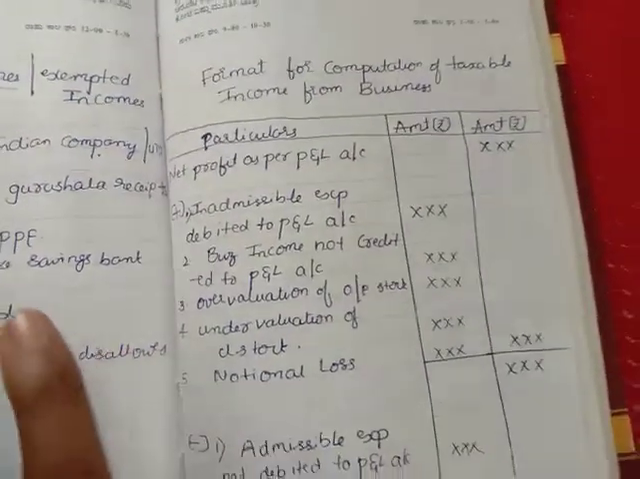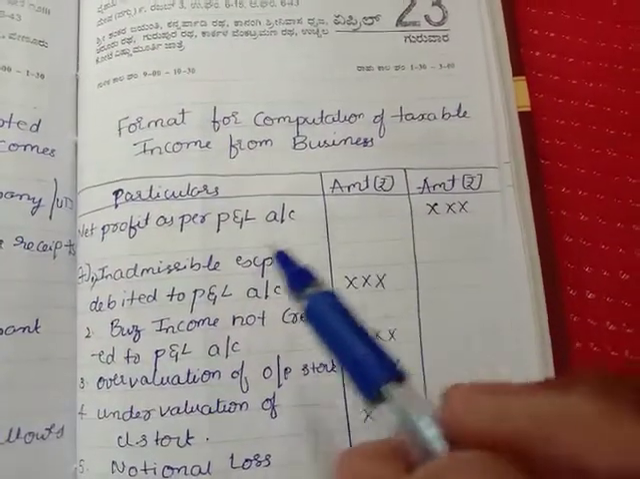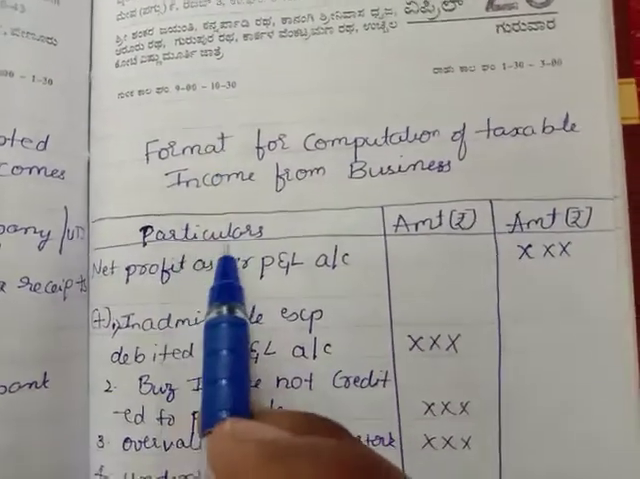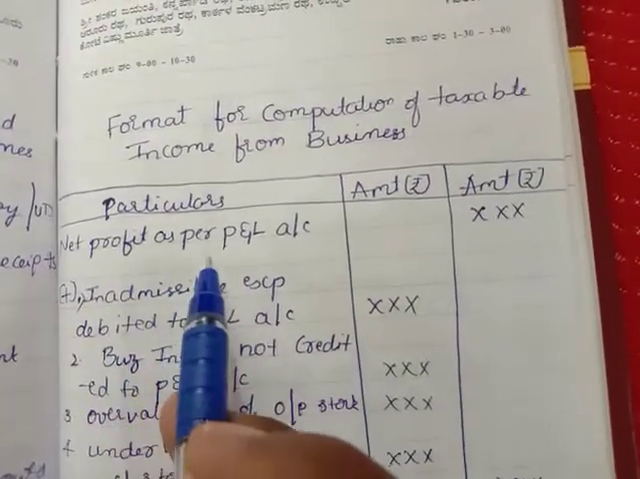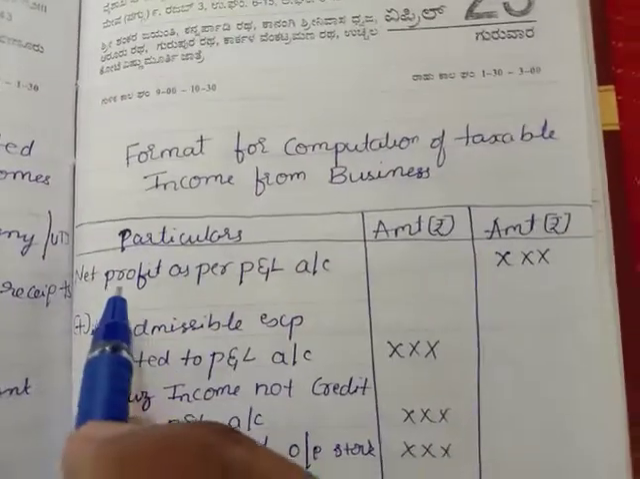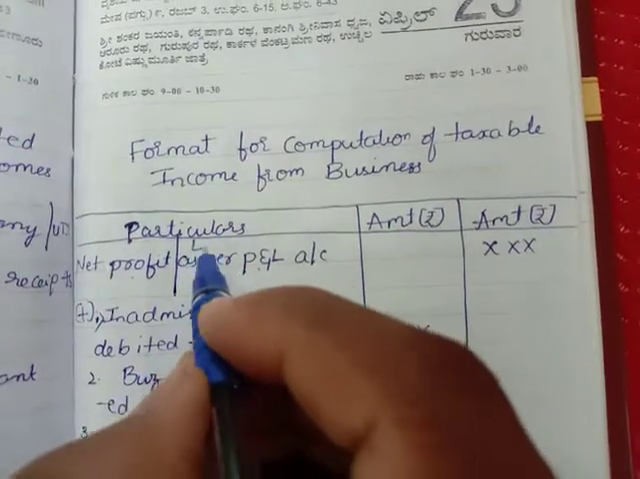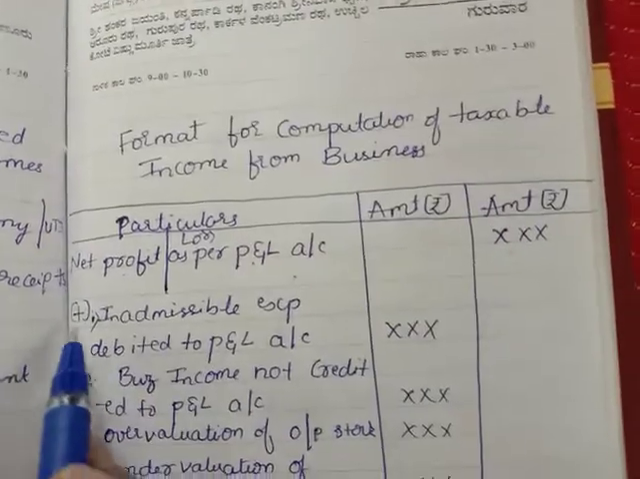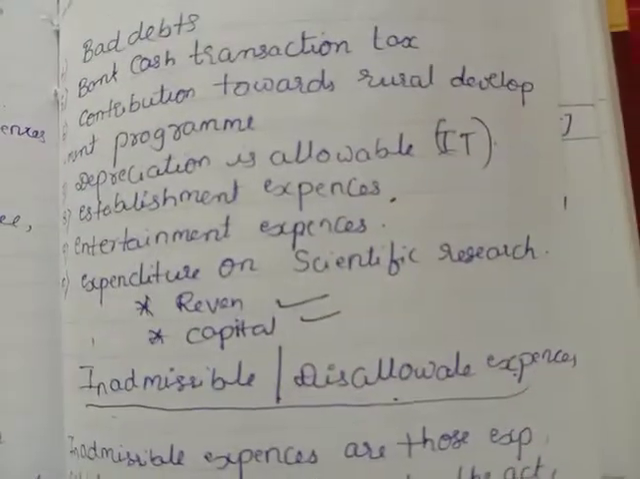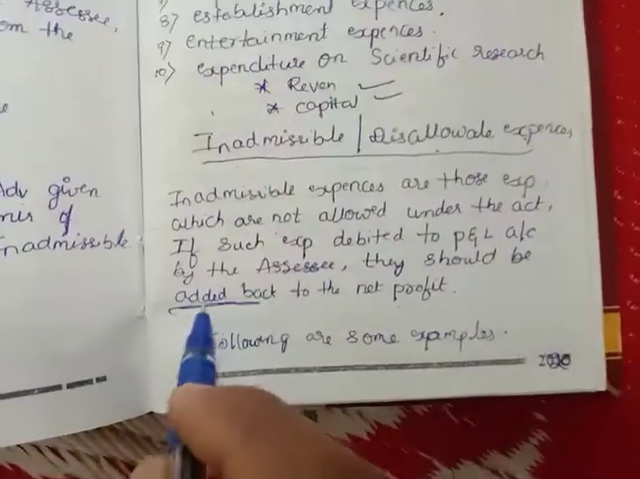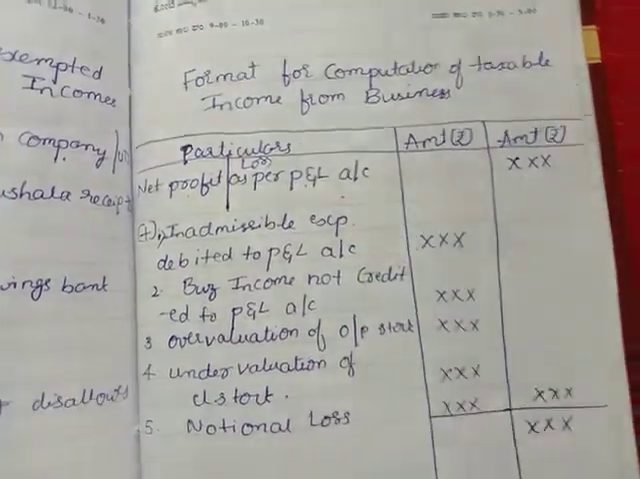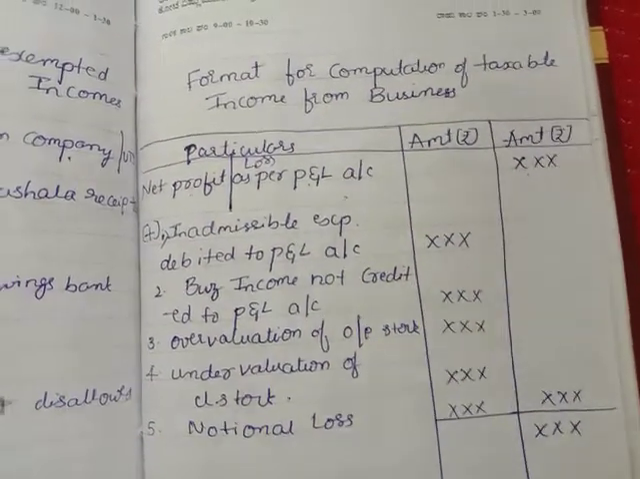Next one, the format for computation of taxable income from business. As usual, first we have particulars and amount. First, net profit as per profit and loss account. Whether a net profit or a net loss is given in the problem, that will be considered. Next, add inadmissible expenses. Here we discussed inadmissible expenses. Any inadmissible expenses debited to the profit and loss account and given in the problem should be added.